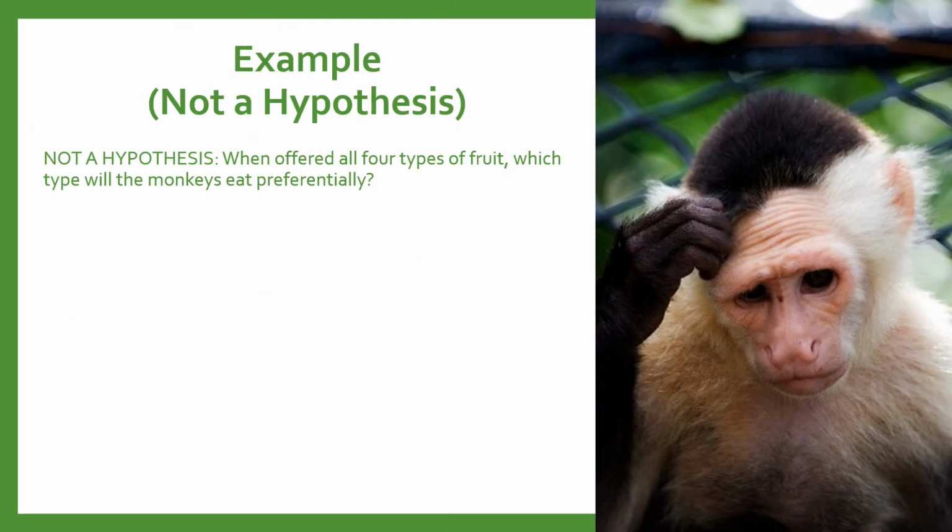So now let's take a look at something that would not be a hypothesis for this study. When offered all 4 types of fruit, which type will the monkeys eat preferentially? Can you remember what that is? It's not a hypothesis. It's not a predictive statement, right? It's a research question. We're not being specific about which type of fruit they will like the most.